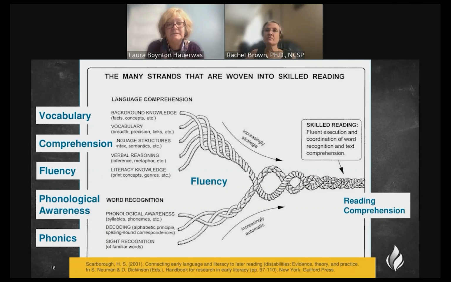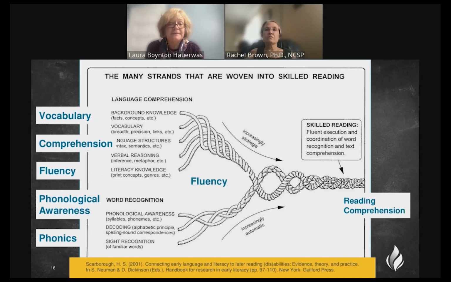Vocabulary and oral language comprehension are the essential pieces of this, but also recognizing the importance of background knowledge, grammar and syntax and the language structures that we have, reasoning skills like inferencing, and then certainly we're starting to see even more importance around text structures, genres, and understanding the structures in which our language and our written language is created.